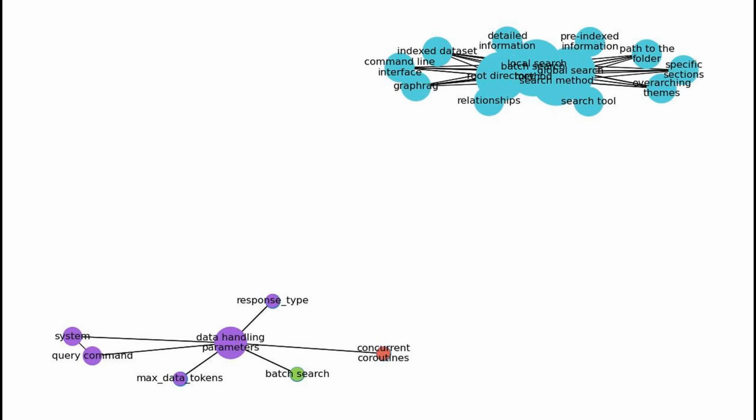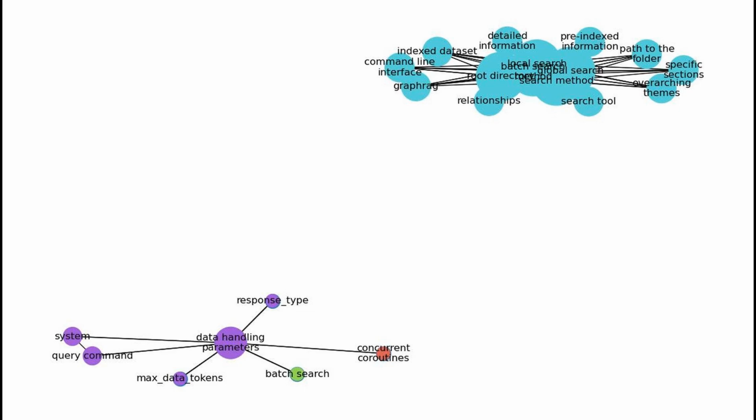1. Root directory. This is where your indexed dataset is stored. The command specifies the path to the folder containing the data. This tells the system where to look for the information. 2. Search method. You can choose between global and local search. Global search looks at the entire dataset to find overarching themes and relationships, while local search focuses on specific sections to retrieve detailed information about certain entities, like laws or forces in mechanics.